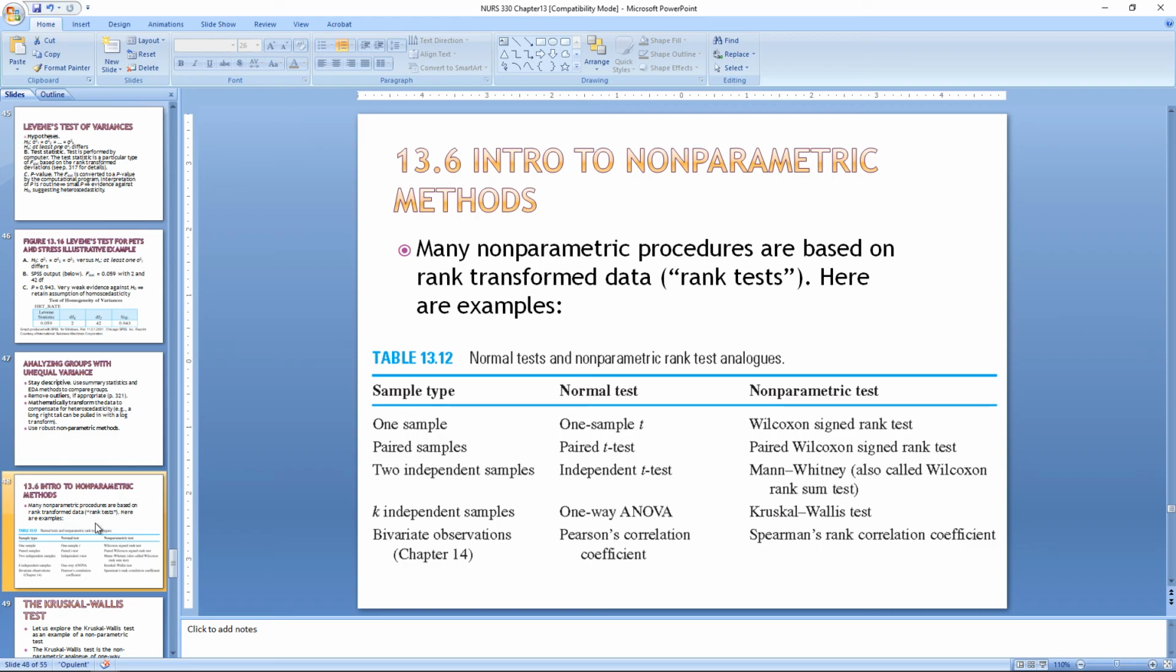So with that, I'm going to stop this video so I can do the next one and get into the introduction to non-parametric methods, where this slide basically shows the sample type, if the test is normal, if we're going to use a non-parametric test, and which test lines up to that.